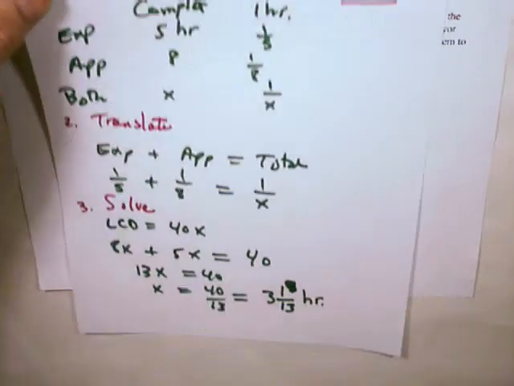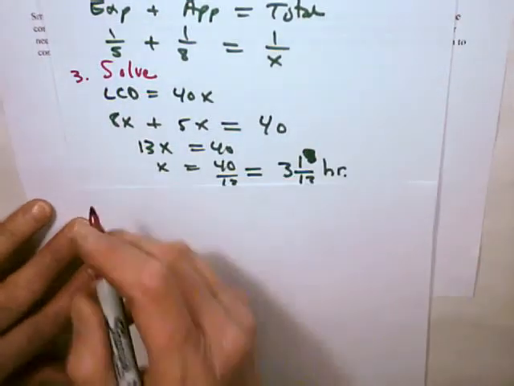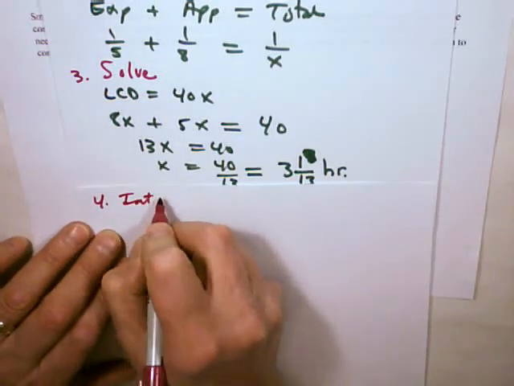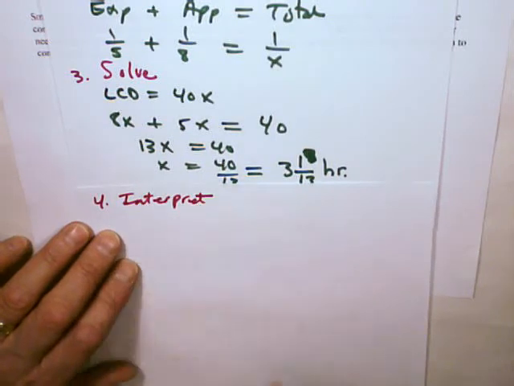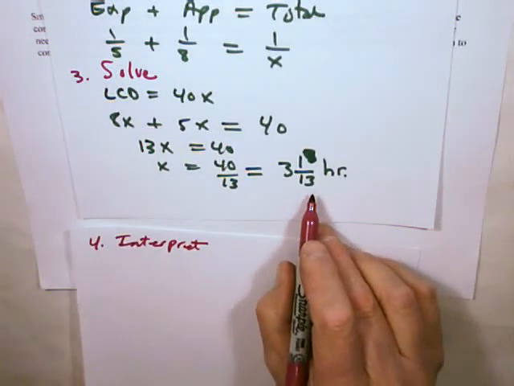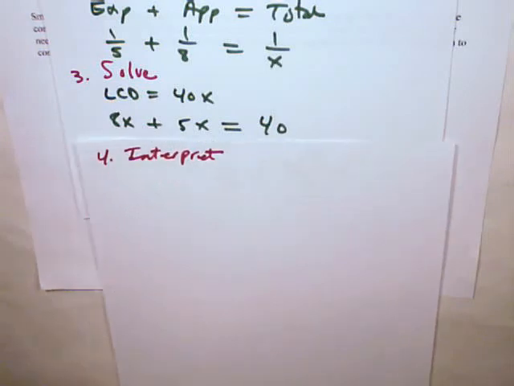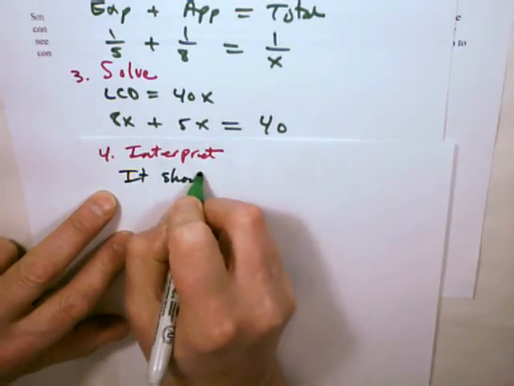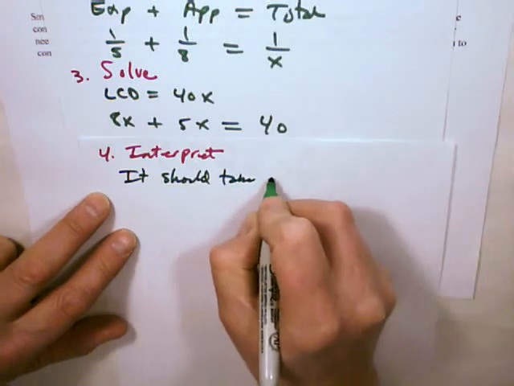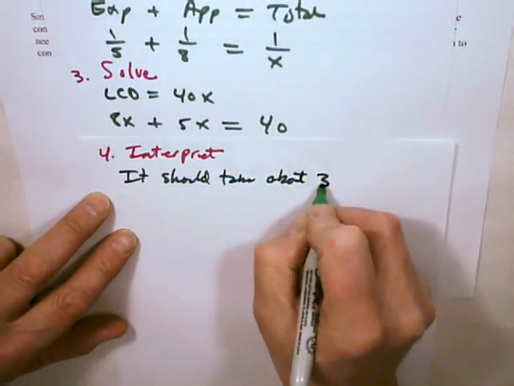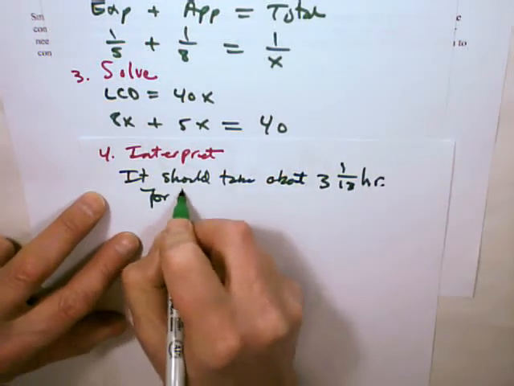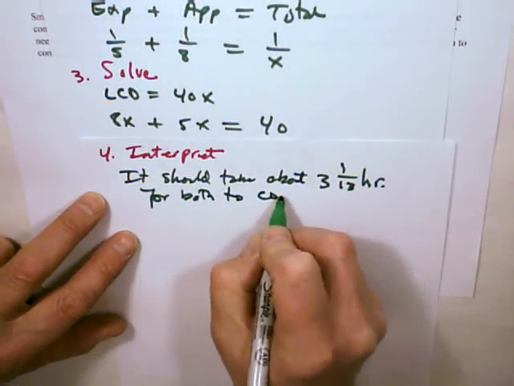The final real step of this whole process is to interpret. Not good enough to just do all the math and come up with 3 1/13. You got to tell me what that means. So basically what you're going to do is report back that it should take about 3 1/13 hours for both to complete the job.